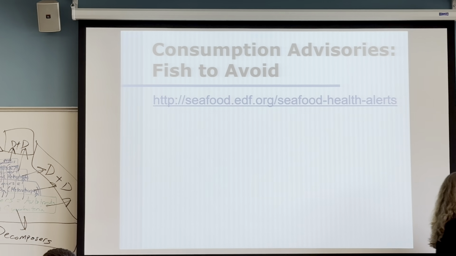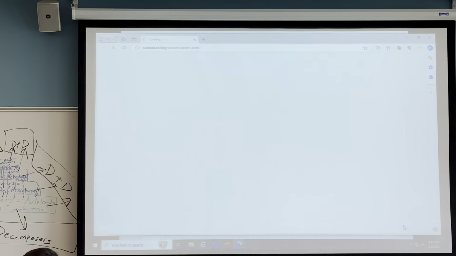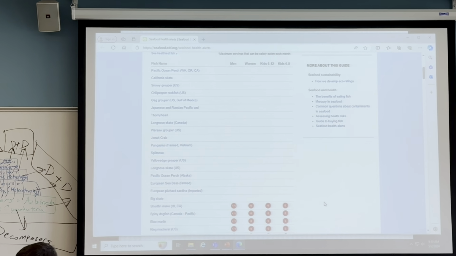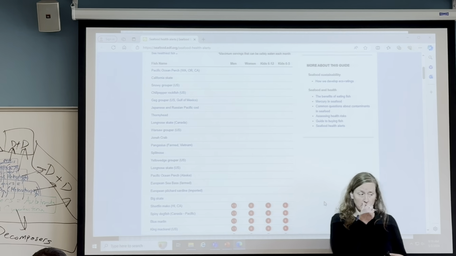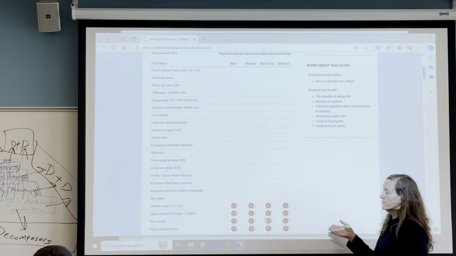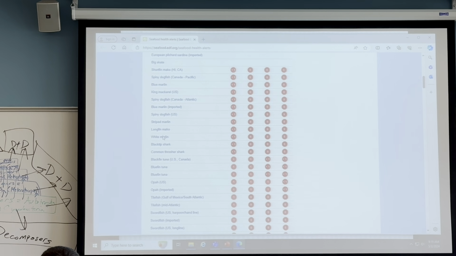Okay, this is kind of an interesting little tidbit. I'll show you this and we'll move on to lab. If you eat seafood, this is a great website if you're worried about toxins, especially in the ocean where toxins can accumulate. The categories are up at the top, if you might not be able to see: men, women, kids 6 to 12, and kids 0 to 5. What these numbers tell you is how many times a month you should consume any of these animals. These ones you probably don't eat. Let's find one that is more common.